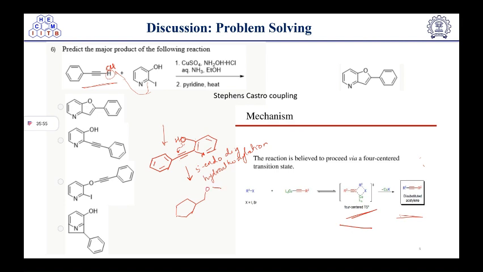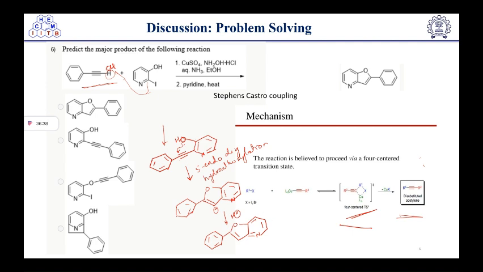Then here with oxygen, this ring is attached, correct? And here the double bond is coming. So this will get protonated and we will get here this one. So this is the product we are getting in this case.